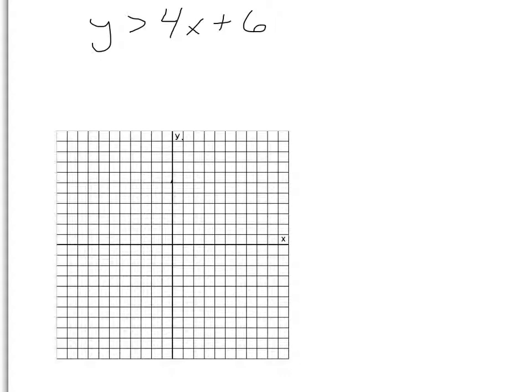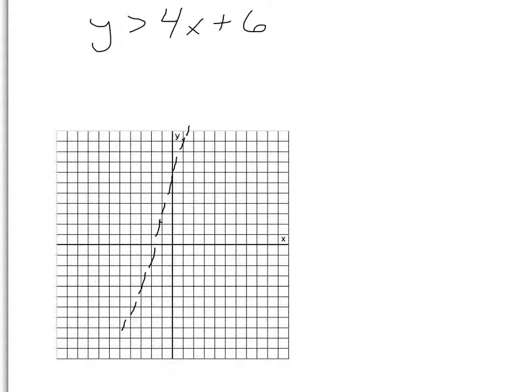I'm also going to go down 4 over 1 to the left, so I've got 2 points. And y is greater than. So this is a case where I'm going to use a dotted line, not a solid line. So that's y is greater than 4x plus 6.